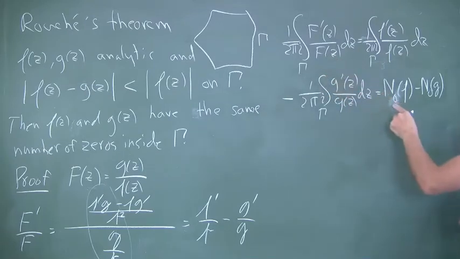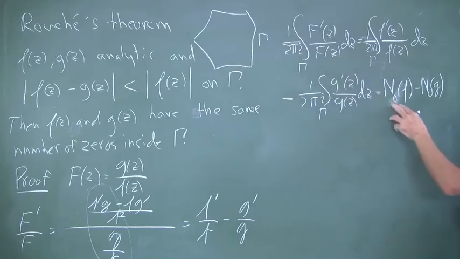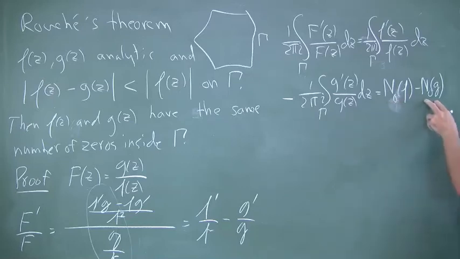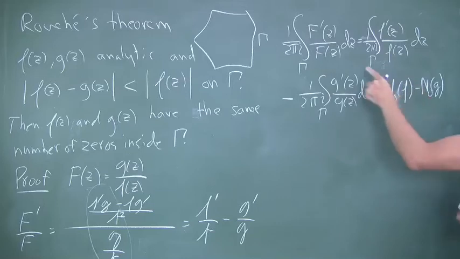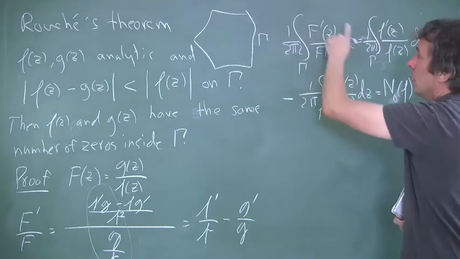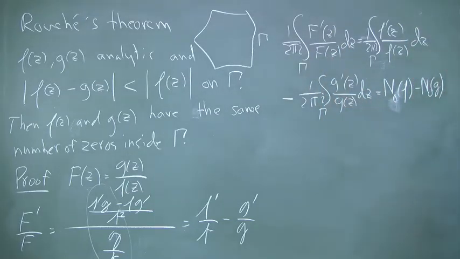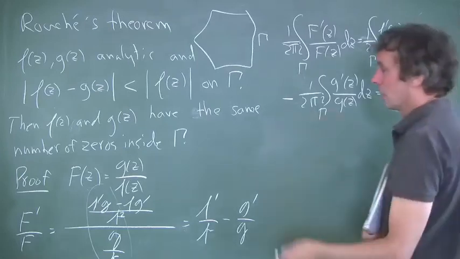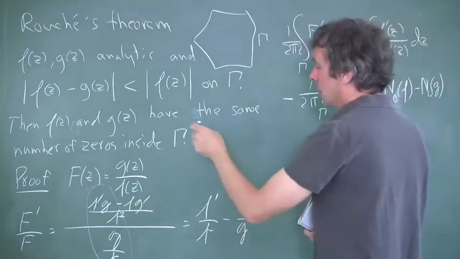We see that the right-hand side will give you the number of zeros of f minus the number of zeros of g. So what we want to prove is that this difference is 0, which would then mean that they have the same number of zeros. And to prove this, it's enough to prove that this integral is 0. But this now follows again from the argument principle in the following way.